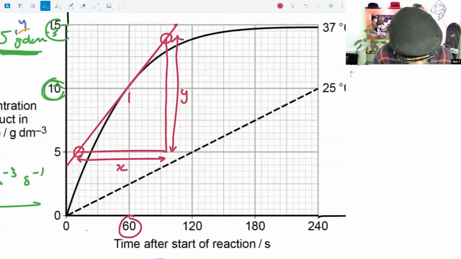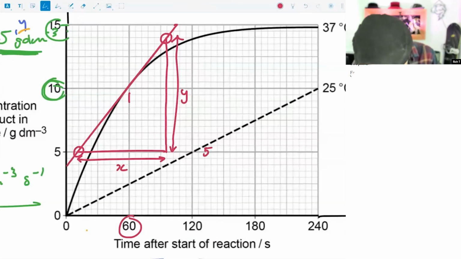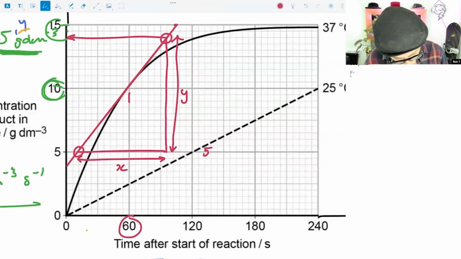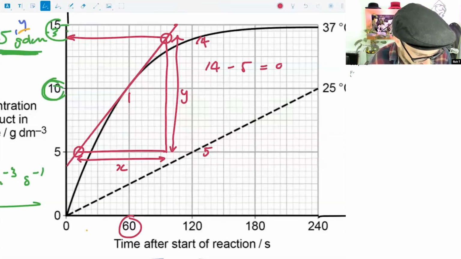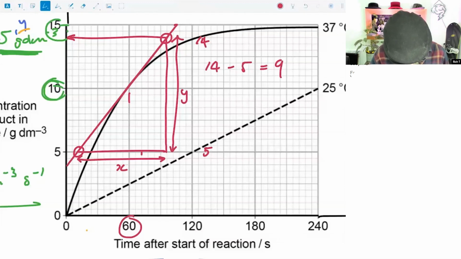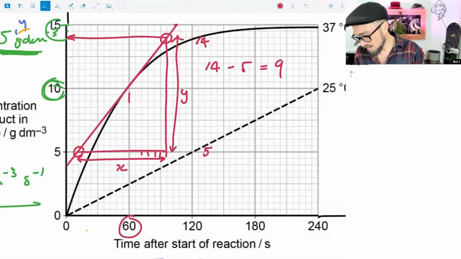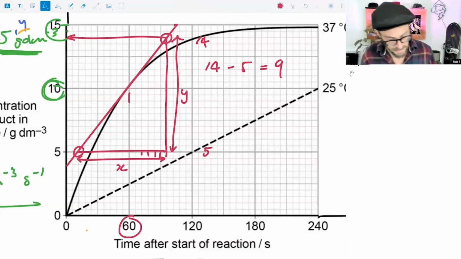So change in y, we start at 5 and we get up to 14. So 14 minus 5 gives me a change in y of 9. And my change in x is 10, what are my units here? There's 6 per small square. So that is 60, 1, 2, 3, 4. 4 sixes are 24. So that's 84.